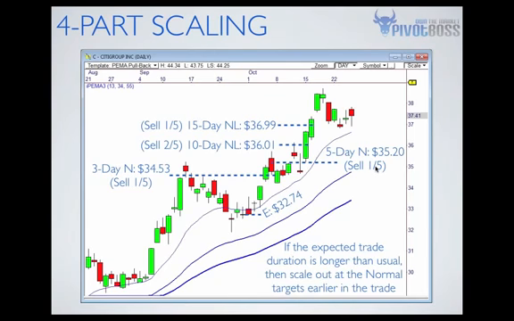Since the expected duration of this trade is supposed to be upwards of 15 days, lighten the load early on with a smaller portion of the scale, and then sell the majority portions of the scale later on in the move. For example, right here is a 10-day target that was reached. Sell 2/5 of your position and then leave the last fifth on for the 15-day normal light. So up here, we use normal lights. Down here, we use normals.